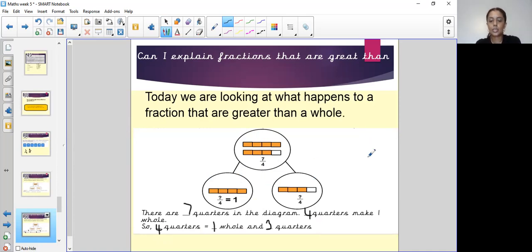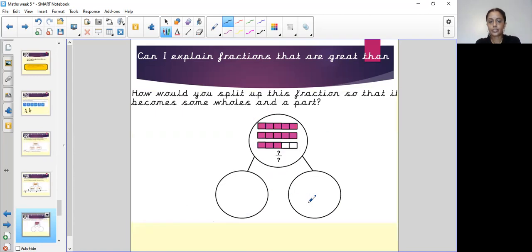But how will we split that up? We've got one whole, and we know that one whole will be 4 over 4, which is the same as a whole. And then how many do we have shaded in this quarter? We've got 3, so it'll be 3 quarters. So 4 quarters equals one whole, and 3 quarters, which is 7 quarters. So how would you split up this fraction so that it becomes some wholes and some parts? You can have a go at this, pause the screen, see if you can work it out on your own given my explanation, and then press play and I will show you exactly how we work this out.